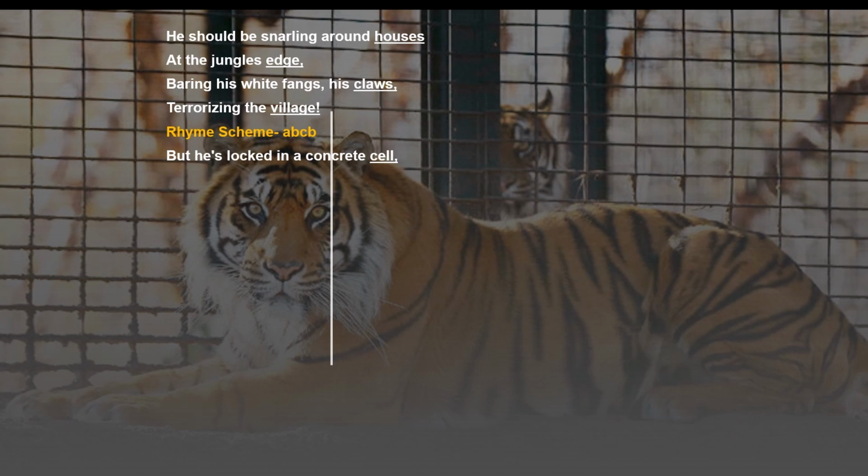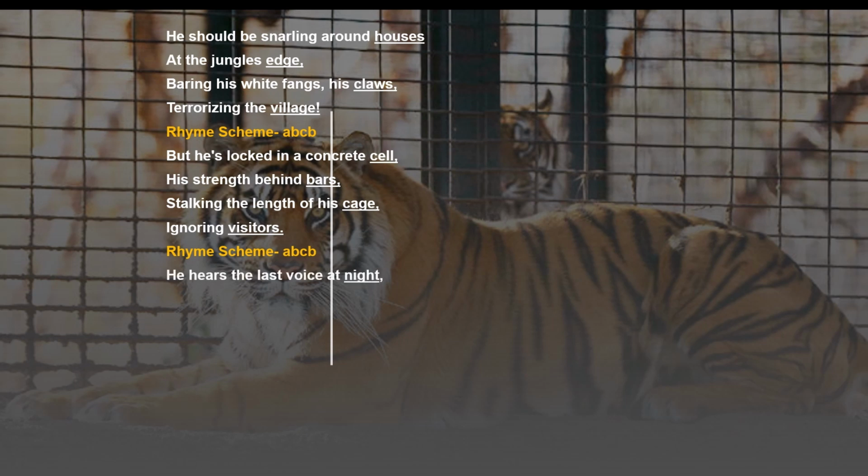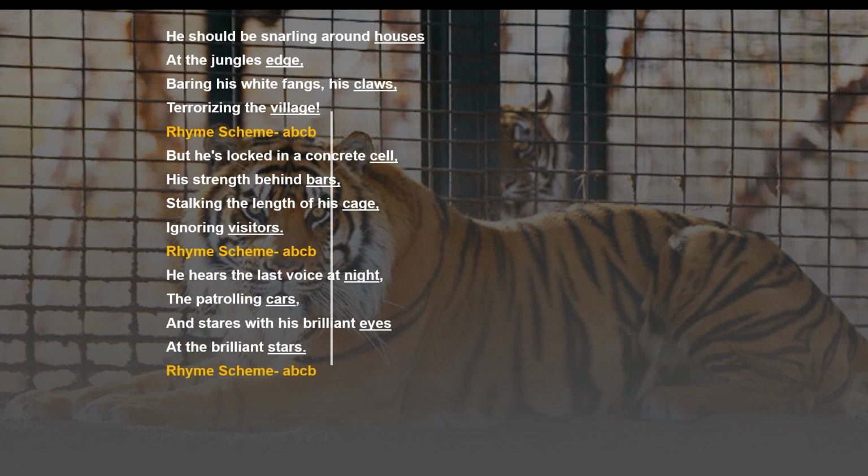Looking at the last words of each line, cell, bars, cage, and visitors. So it takes on the same rhyme scheme A, B, C, B as bars and visitors rhyme with each other. Last stanza of the poem. Looking at the last words of each line, night, cars, eyes, and stars. Stanza 5 follows the rhyme scheme of A, B, C, B as cars and stars rhyme with each other, so both of them take on alphabet B.